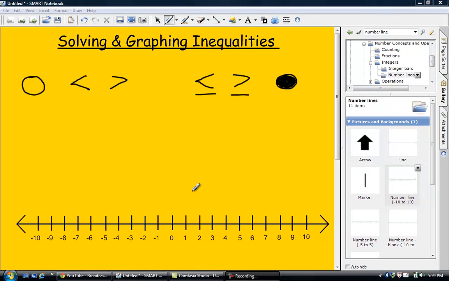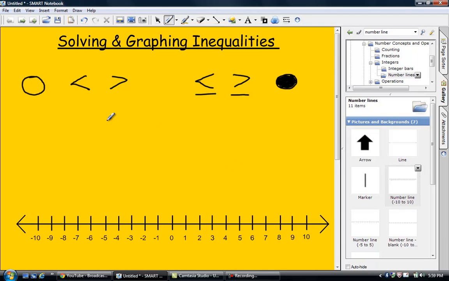Okay, we're going to solve and graph some inequalities right here. Two rules you need to keep in mind. If you have a less than or greater than sign, you need to have an open circle on your graph. If you have a greater than or equal to or less than or equal to sign, your solution is going to be one of the possible answers, so you need to include it by filling in the circle.